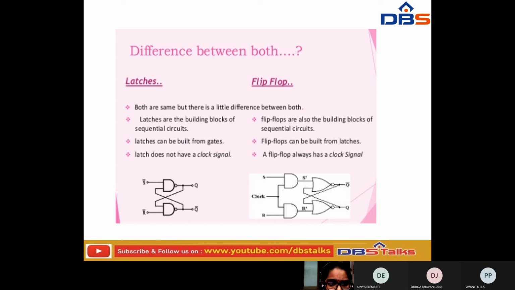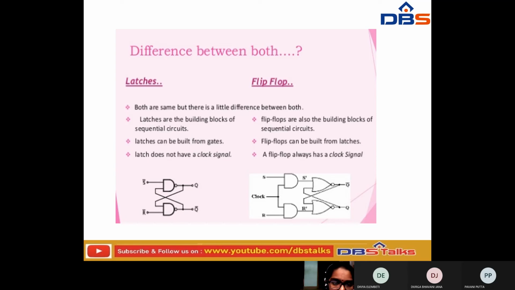First one is latches are the building blocks of sequential circuits. Here we are going to build the block of sequential circuits. In flip-flops also we are going to build the block of sequential circuits. In the previous class we discussed sequential circuits. Combining two or more gates for a functionality, we can say it is a sequential circuit. So in both latches and flip-flops we are going to build the block of sequential circuits.